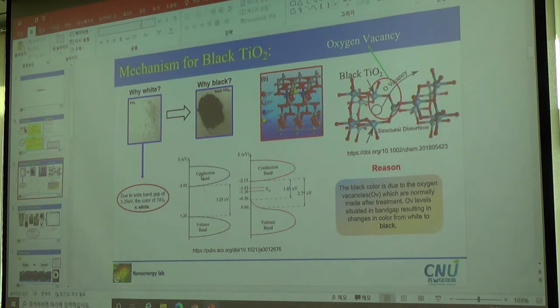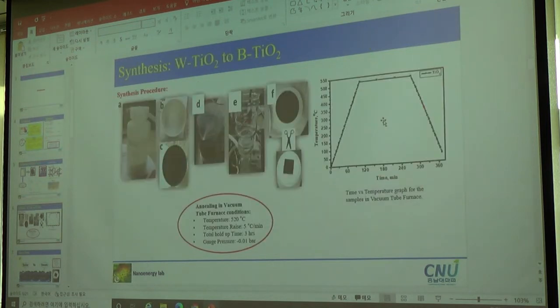and we narrow the band gap; for the Black-titania it is 2.75 electron volt. And this is the structural distortion for the Black-titania. As you can see, there are visible oxygen vacancies in the Black-titania. So the next one is synthesis from white titanium to Black-titania.